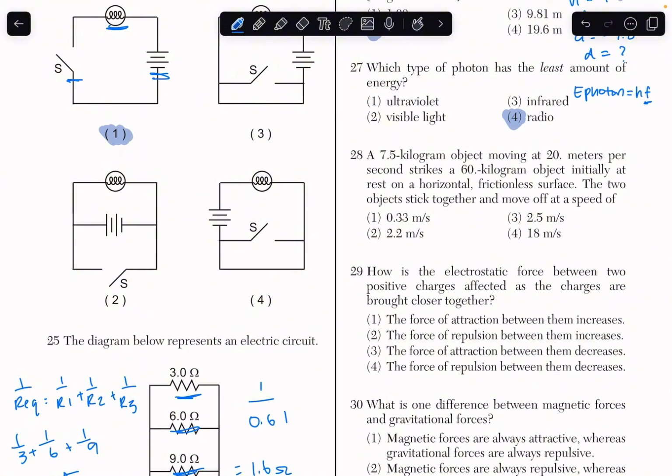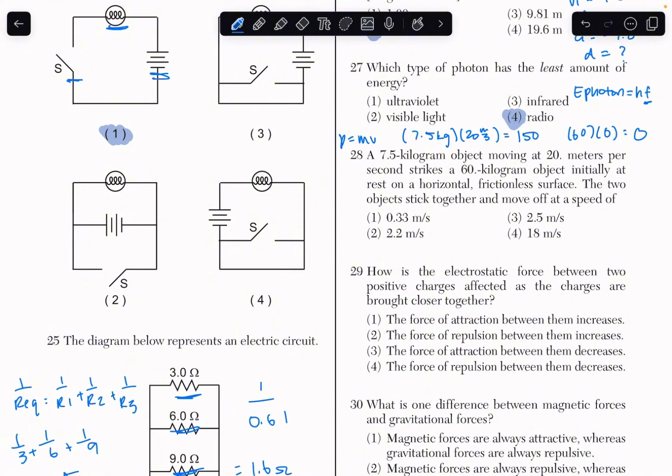So our equation for momentum is p equals mv. So first, I'm going to calculate the momentum of the 7.5 kilogram object. So 7.5 kg times 20 meters per second, you're going to get a momentum of 150. And the other object is 60 times 0, which just means the momentum was 0. So the combined momentum of this system before the collision was 150.